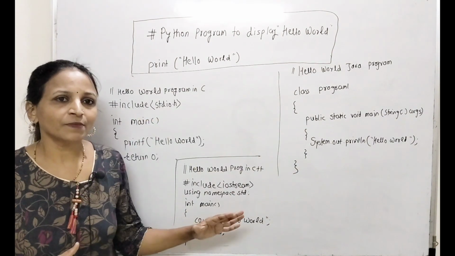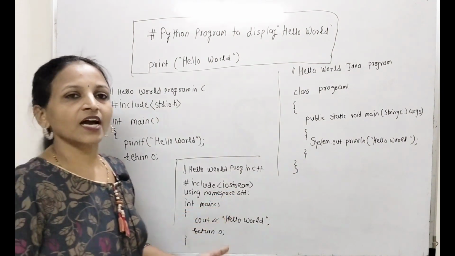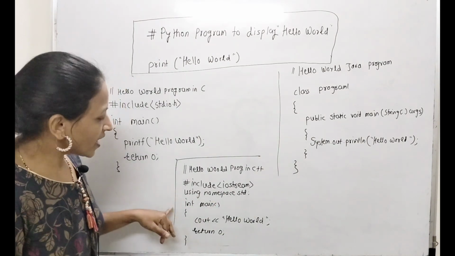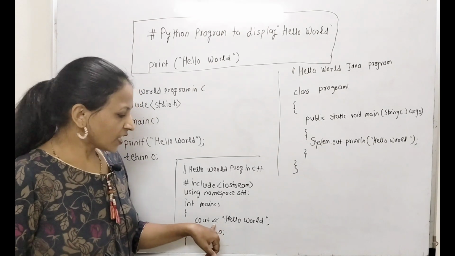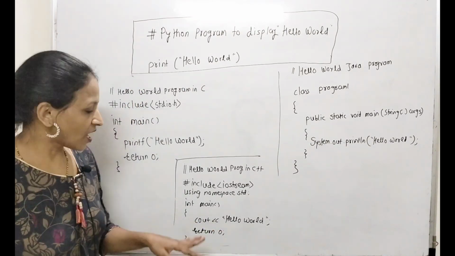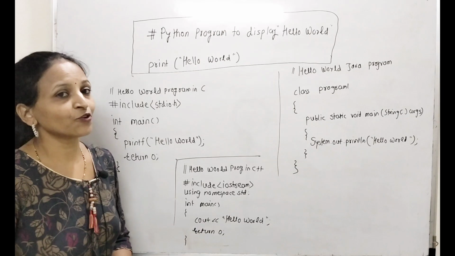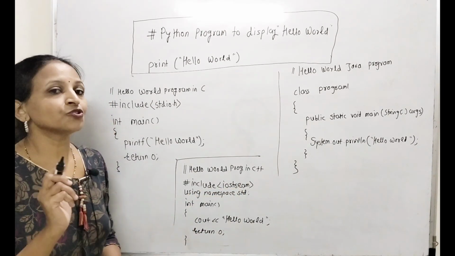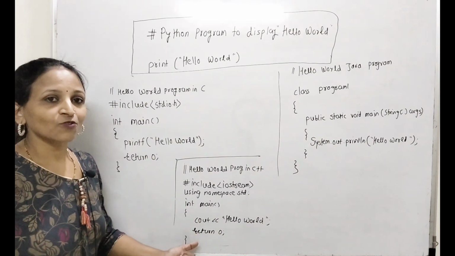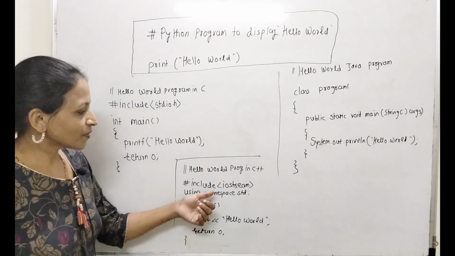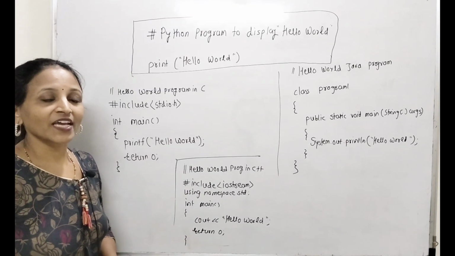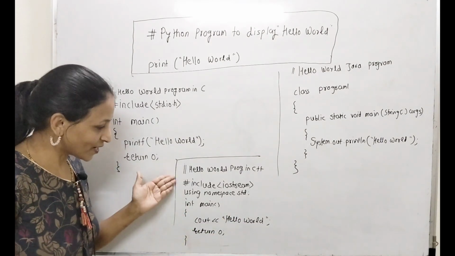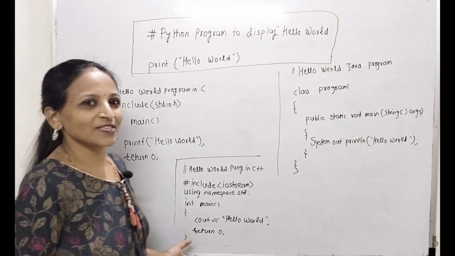If you want to do the same task in C++, you have to include the iostream header file and write using namespace std. And in the main method you have to use cout, then the insertion operator and hello world. After using this cout statement, you will get the hello world message displayed onto the output screen. For using cout, iostream should be included, because cout is an object of the ostream class and that ostream class is present in iostream. That is why, to just display hello world, you have to write this lengthy code in C++ also.